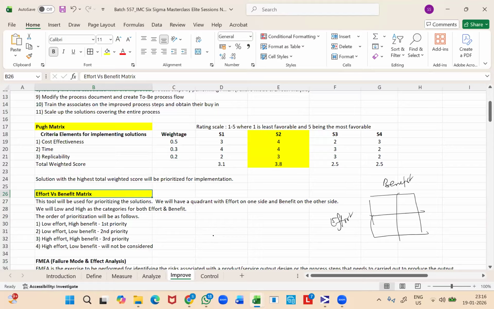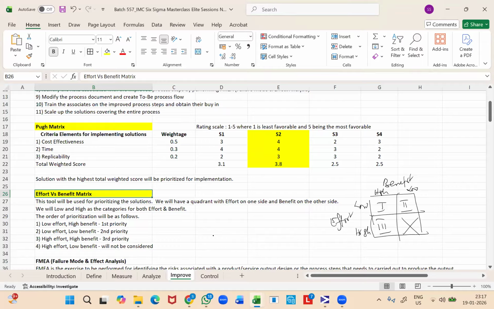So effort and benefit. The effort will be low effort and high effort. Similarly, benefit will be high benefit and low benefit, right? So we will place the identified solutions in the appropriate quadrant, and which one will you prioritize? Obviously low effort and high benefit will be prioritized first. Low effort and low benefit will be prioritized second. High effort and high benefit will be prioritized third. And the final one, high effort and low benefit, is something I will not even consider.